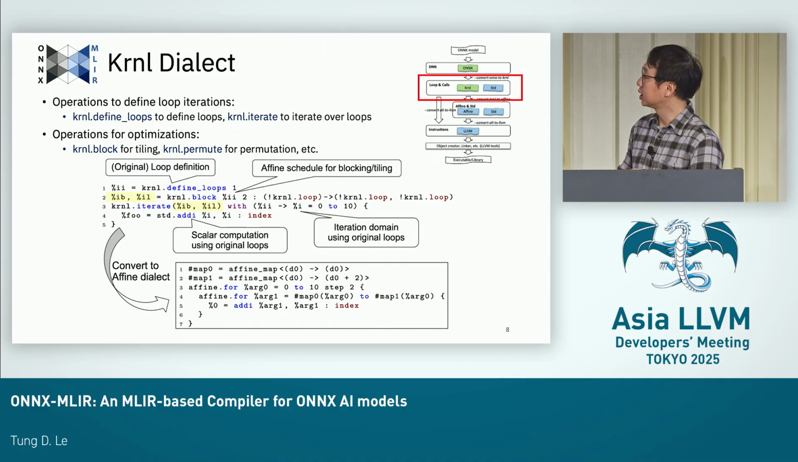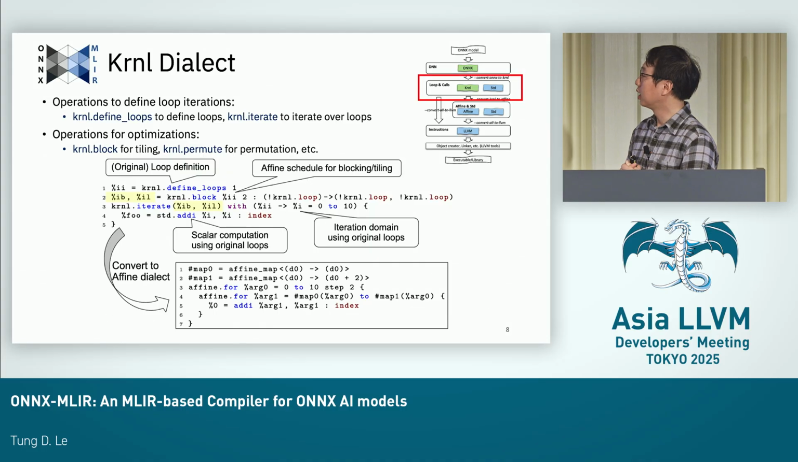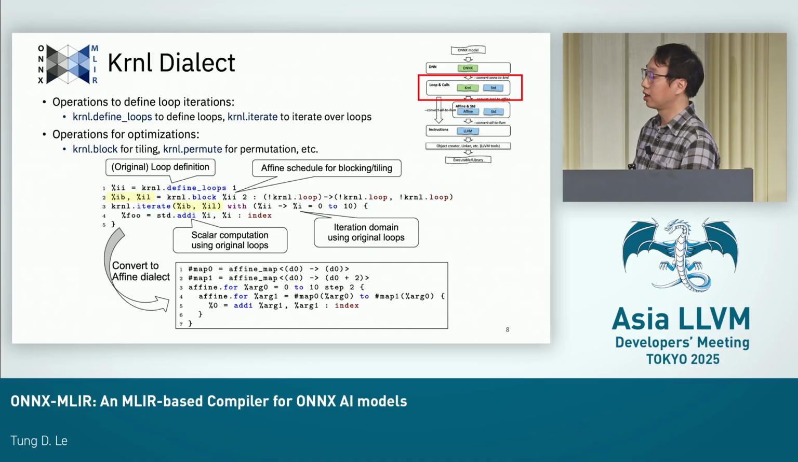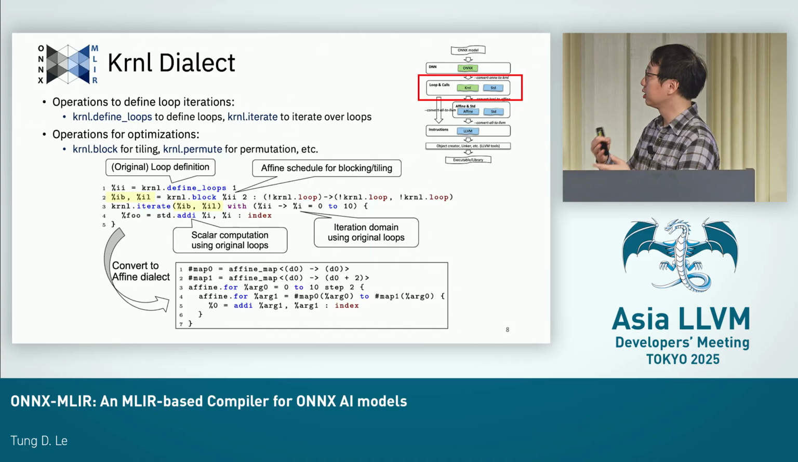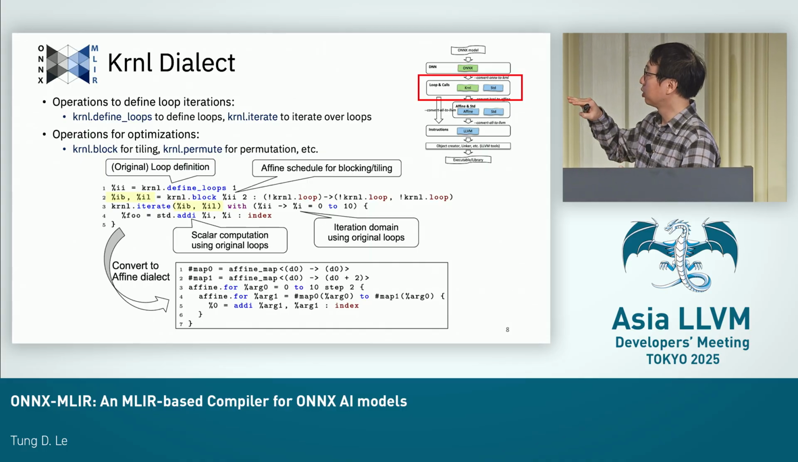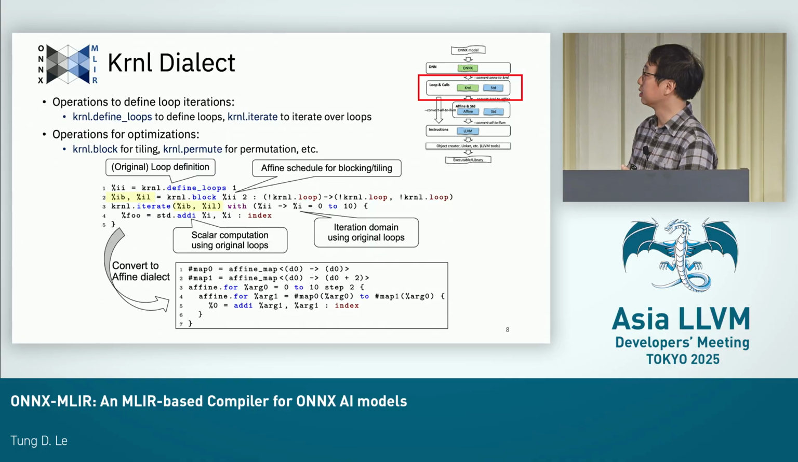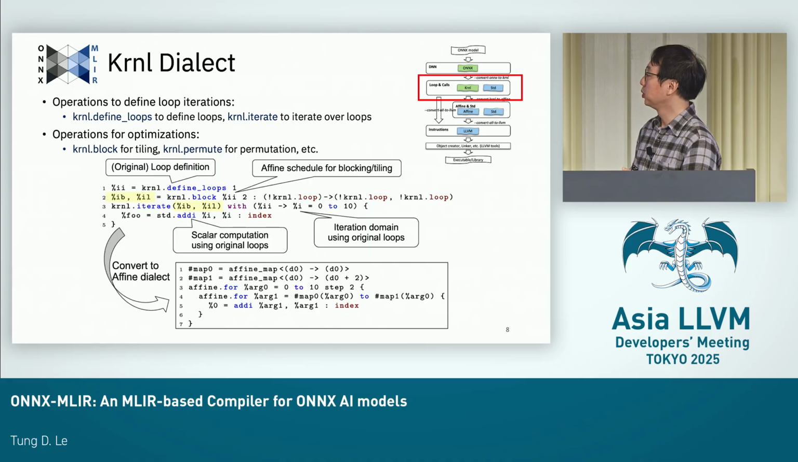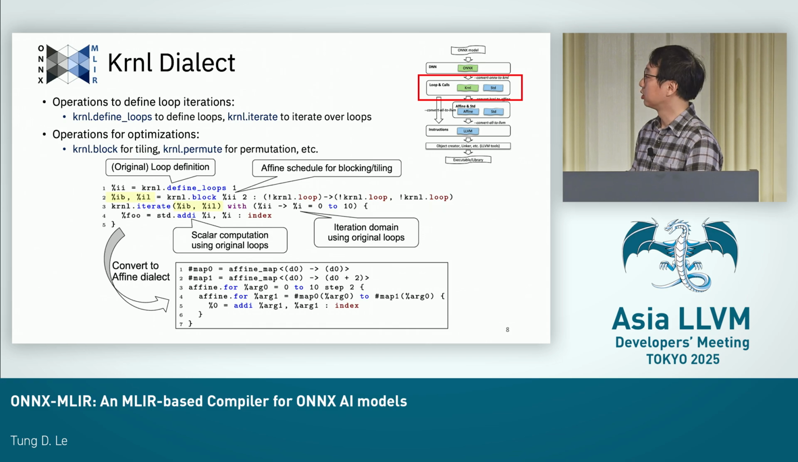So this is one example. The first one is we define one loop, and after that, for the third, 4, and 5, we define the original computation. So we have a loop and scalar computation here. The computation is based on the original loop. And in between, we can add arbitrary optimization. So in this case, we add tiling, with a size of 2. With this optimization, we don't need to change the original computation.